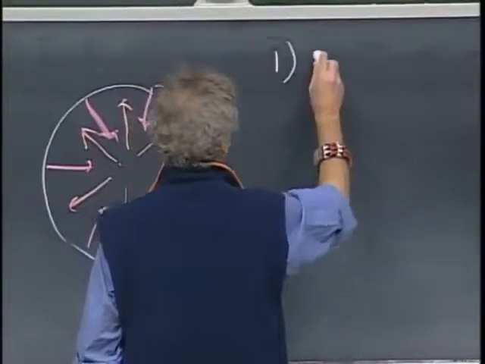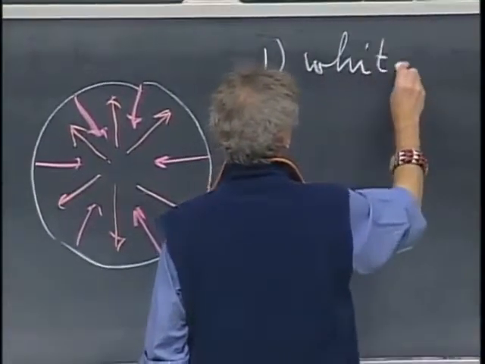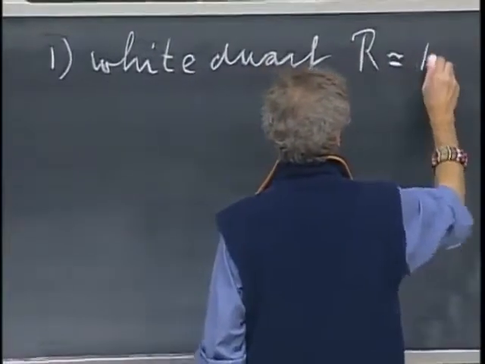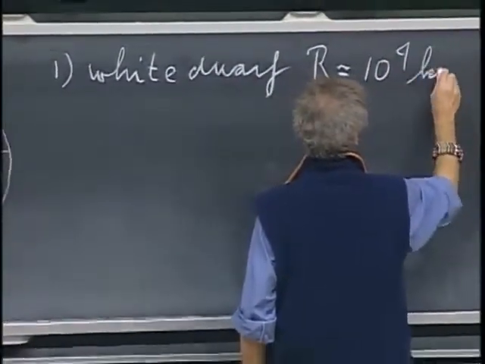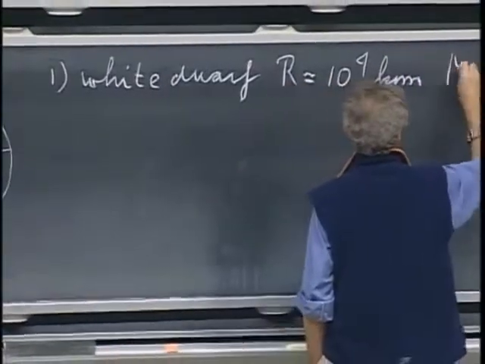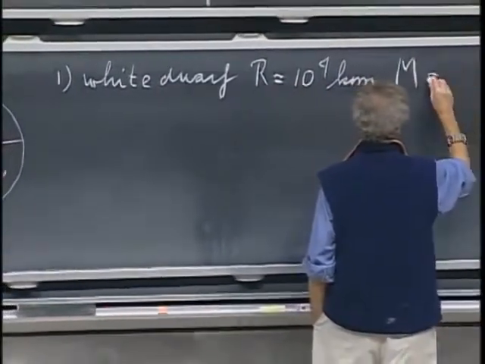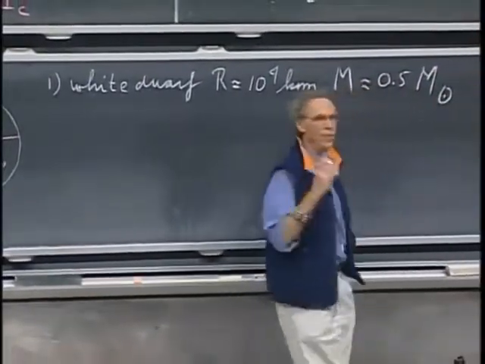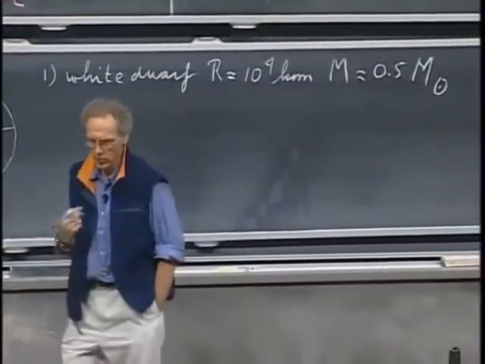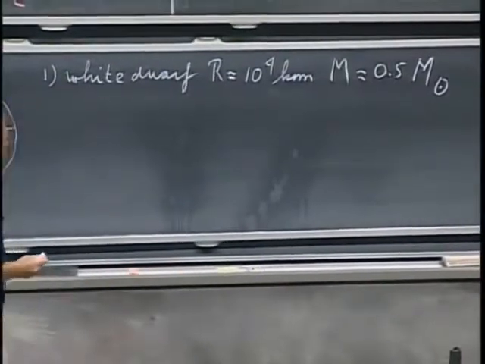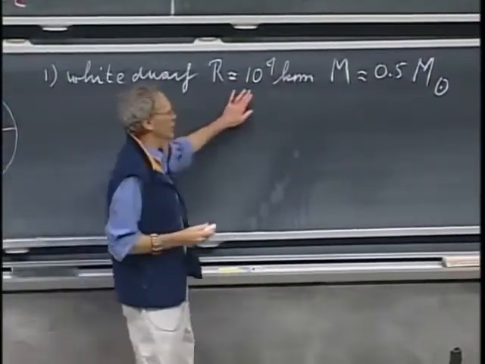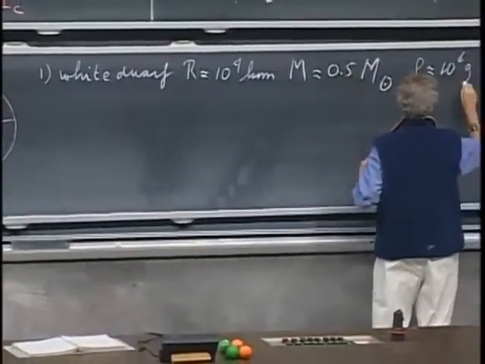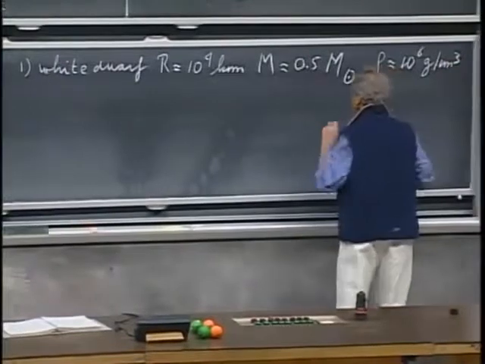Number 1, it's called a white dwarf. It has a radius approximately the same as the Earth, some 10,000 kilometers. And the mass of a white dwarf, there's a whole range of them, but a typical number, say, is half the mass of the sun. So that's one possible end product. This will be the fate of our sun, by the way. The density of such an object is quite high. Some 10 to the 6 grams per cubic centimeter.